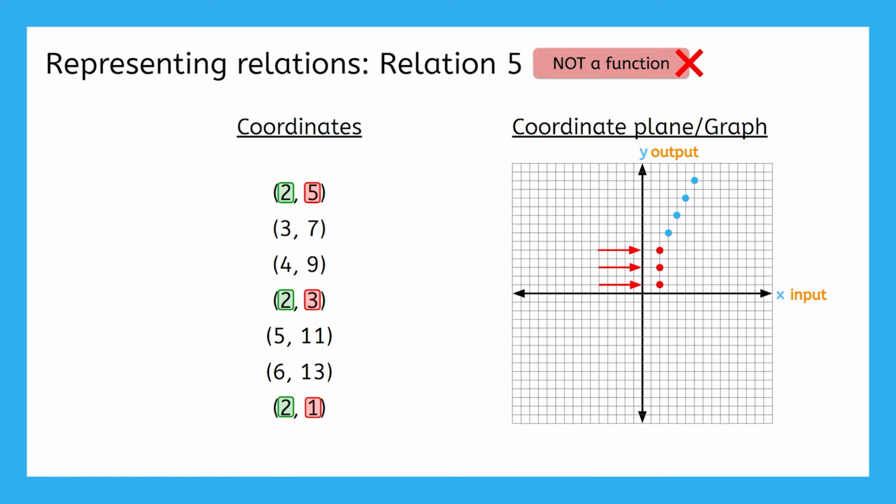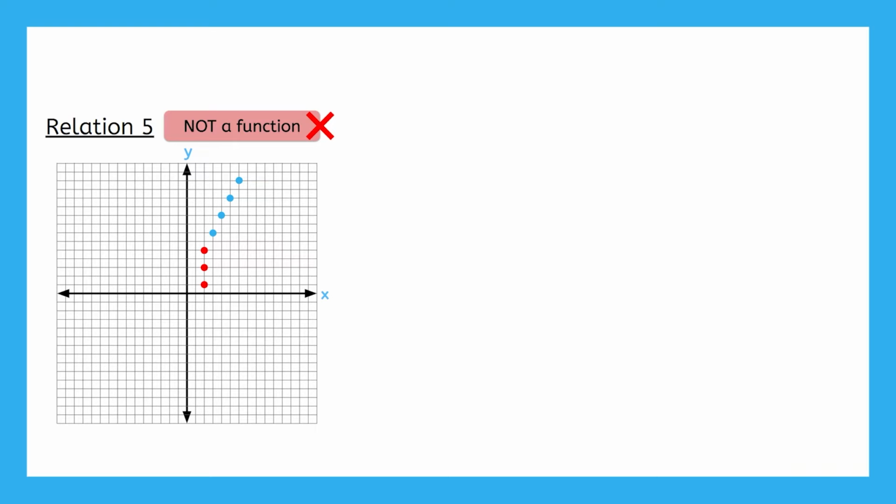So these are the points that make this relation not a function. Do you have a prediction about how we can tell if a relation is a function or not from its graph? Let's slide this over and look at another one to see if your prediction's right.